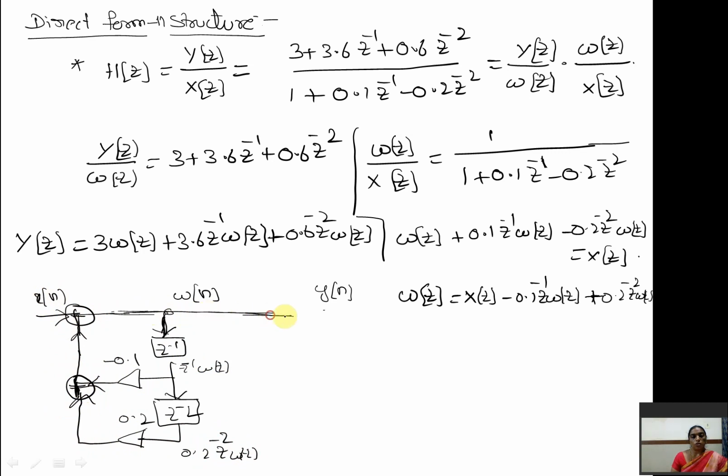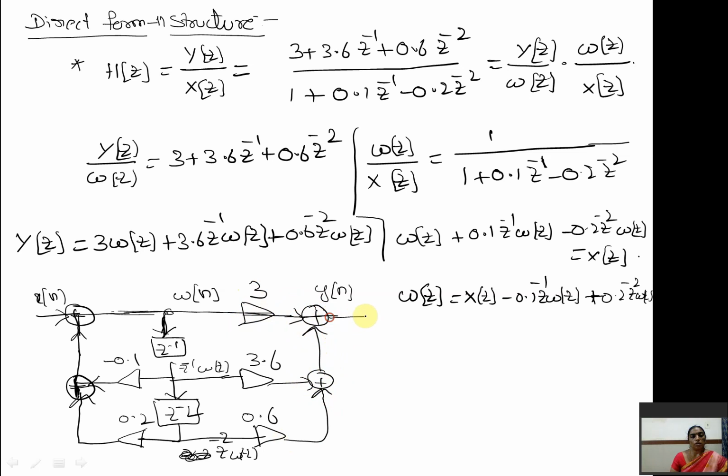Then coming to this part, Y of z. Y of z means the summation of these three terms. Related to W of z, here is z inverse W of z, so use the multiplier 3.6. Here is z power minus 2 W of z, so use the multiplier 0.6. Then W of z is multiplied by 3. Now use the adders, and you can get Y of n like this.